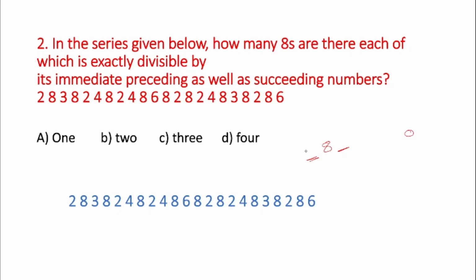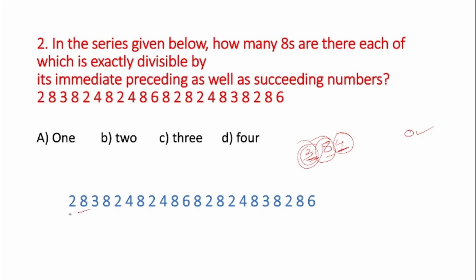If a number is here, say if 2 is there, if 8 is divided by 2, it leaves a remainder 0, right? So that's what exactly divisible is. So we have to find an 8 which has a preceding number as well as a succeeding number which can exactly divide the 8. Generally 2 and 4 exactly divide 8, right? So we can check. We can start with the first 8.